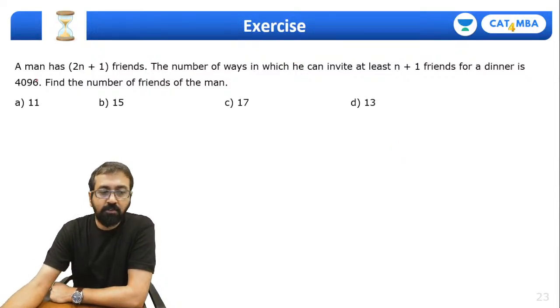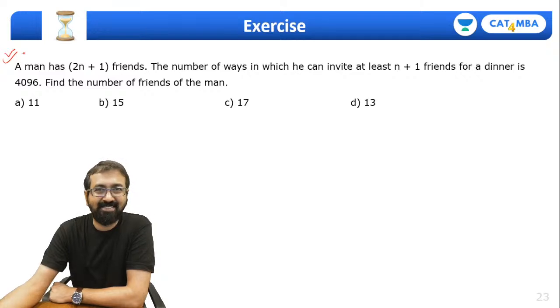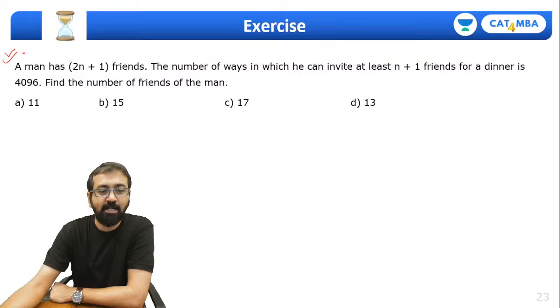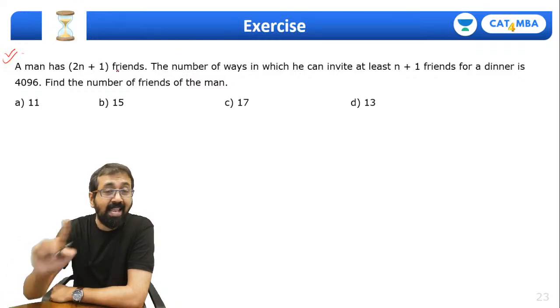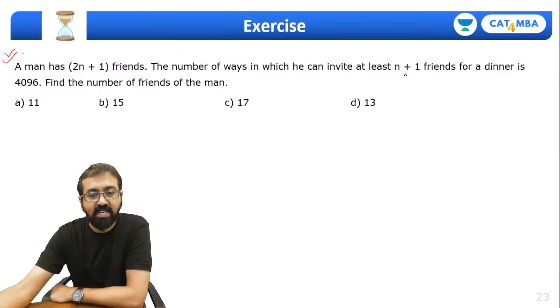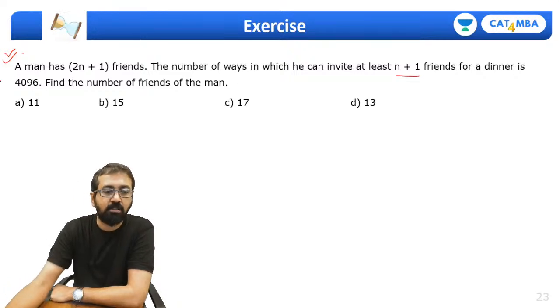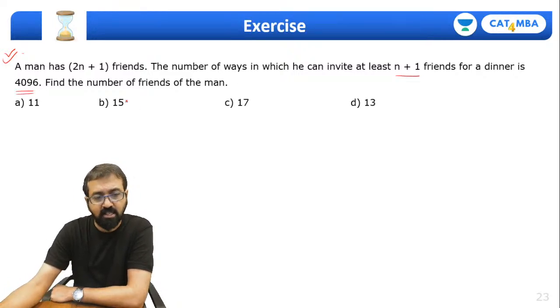Yes, now this is a tricky question. This is a tricky question, everyone. So read the question and let me help you understand this. This is again a kind of CAT question. A man has 2n plus 1 friends. We don't know what the value of n is here. His friends are 2n plus 1, not n friends, 2n plus 1 friends. The number of ways in which he can invite at least n plus 1 friends for a dinner is 4096. Find the number of friends of the man.